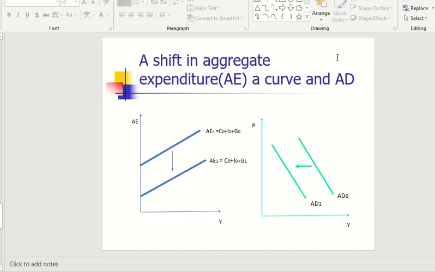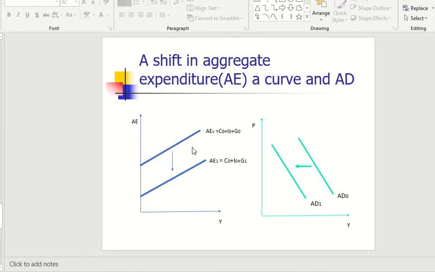So here's an example. Now we are dealing with three components of aggregate expenditure. The aggregate expenditure now is the sum of consumption, investment, and government spending. So suppose we are told that government decides to lower its spending on public infrastructure for the next fiscal year, then we want to know how that will affect the aggregate demand.